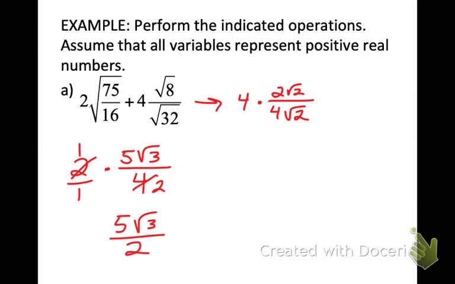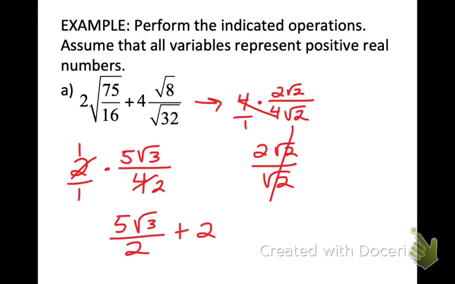What happens to these 4s? On the diagonal, they're going to go away, right? So now I just have 2 square root of 2 all over the square root of 2. What happens to these guys? They cancel out. So all I'm left with is just 2. So that whole second fraction simplifies to just 2. Pretty easy. Pretty good.